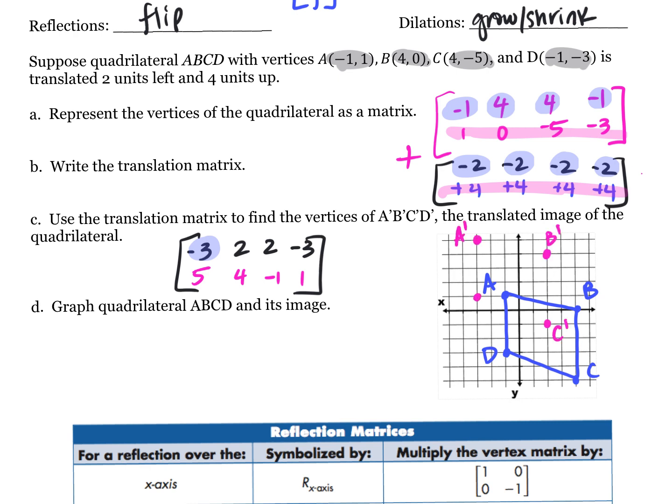There are a couple different ways you could do that. You could use the matrix that we just came up with and read the points. Don't forget they go like this: X, Y, X, Y, X, Y. Or you could just take every original point, go left 2 and up 4 and plot the point. Left 2, up 4, left 2, up 4, left 2, up 4.